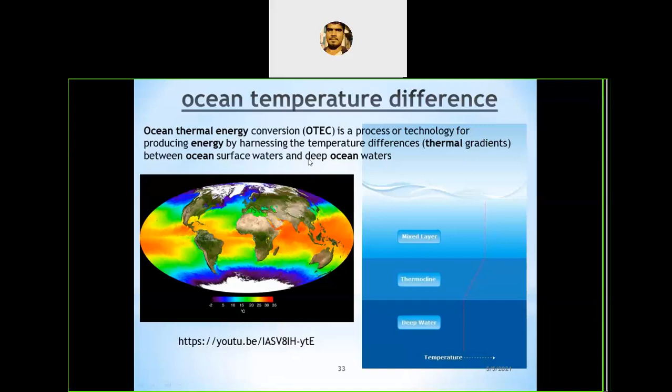So in ocean thermal energy, we know that the ocean has a huge amount of water, the oceans.